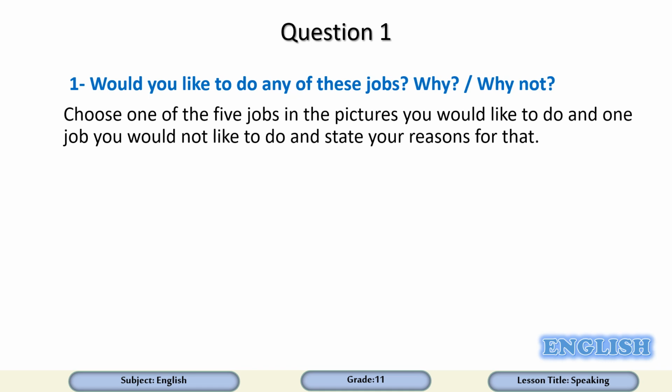Let's now start with question 1. Would you like to do any of these jobs? Why or why not? What you do here is to choose one of the 5 jobs in the pictures you would like to do and one job you would not like to do and state your reasons for that. Stop the video and take some time to do the task. If you have finished, let's start with this answer.